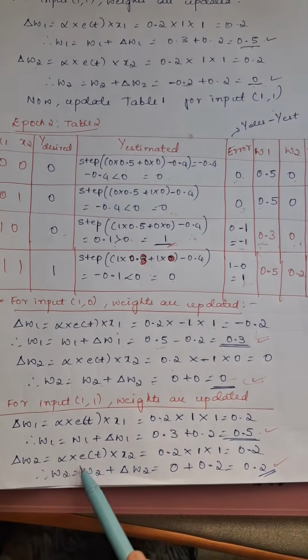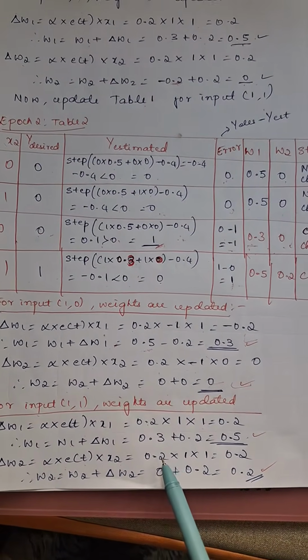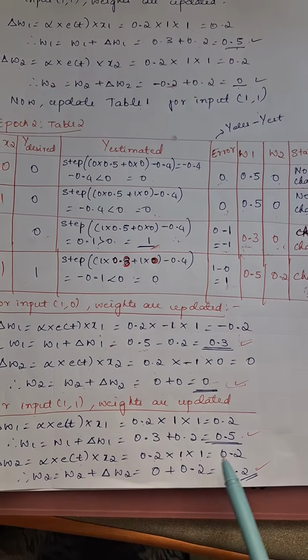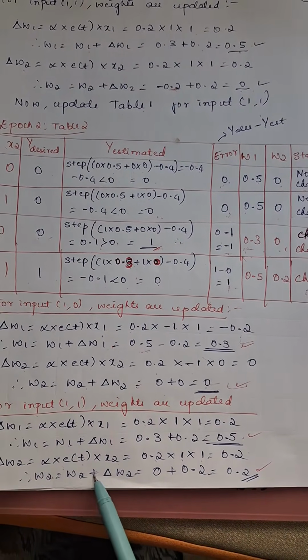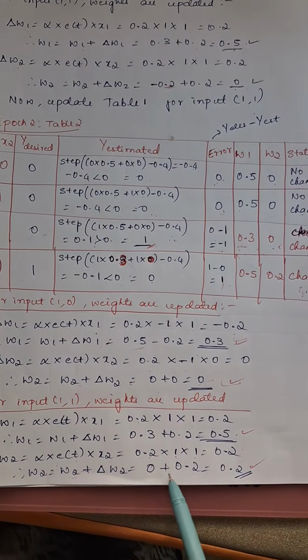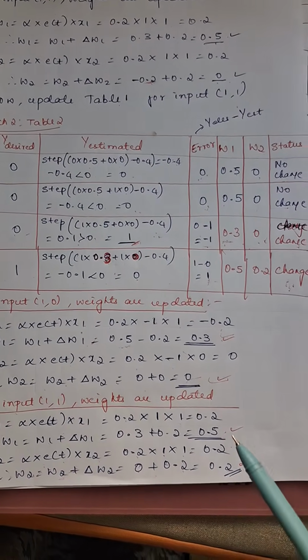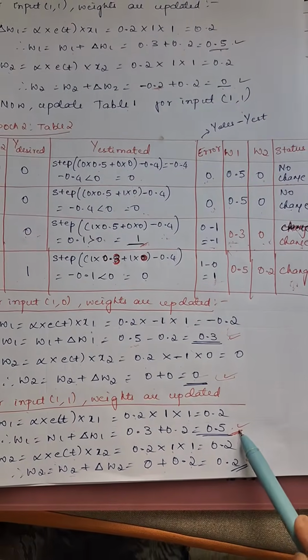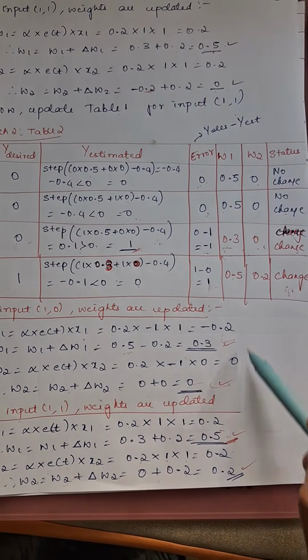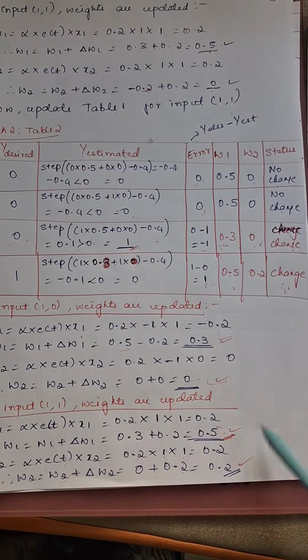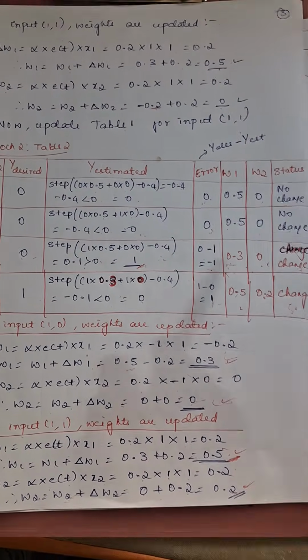Similarly delta W2 is alpha into E of t into x2. Alpha is 0.2, error is 1, x2 is 1, so I get 0.2. Add that to the previous weight. Previous weight was 0, 0 plus 0.2 is 0.2. So this is the updated weight. Now come and fill this up. 0.1 you fill it up here, 0.2 you fill it up here.